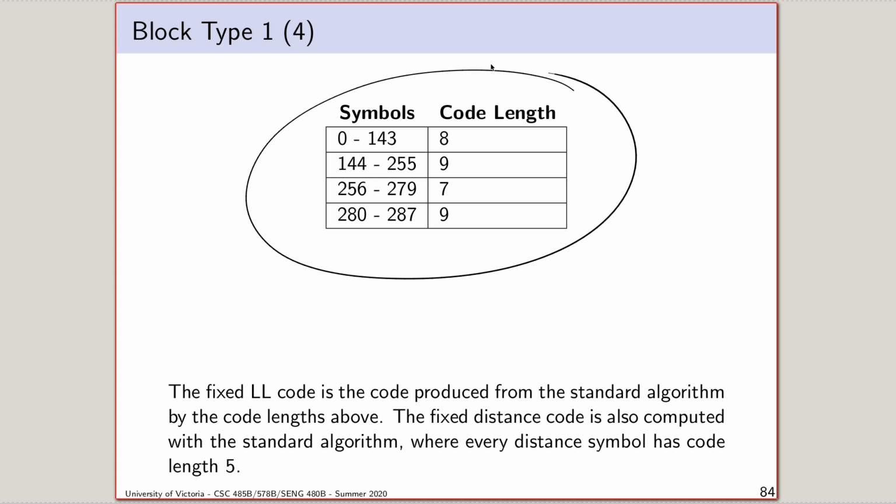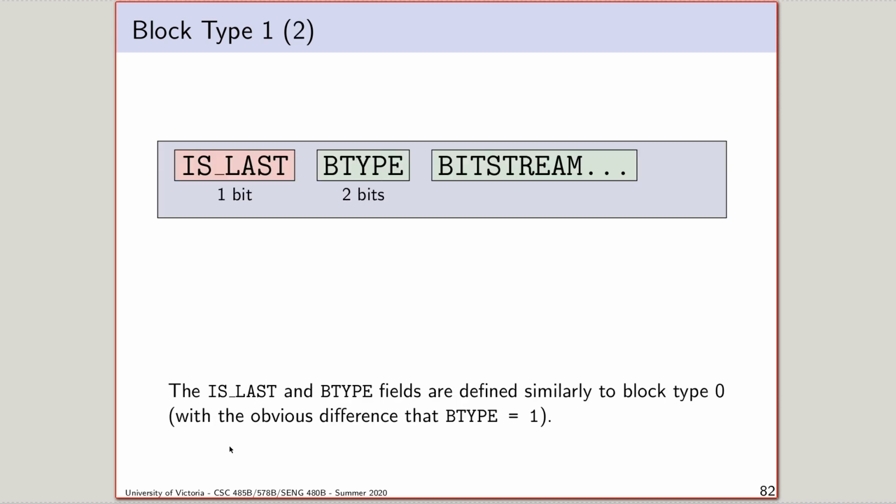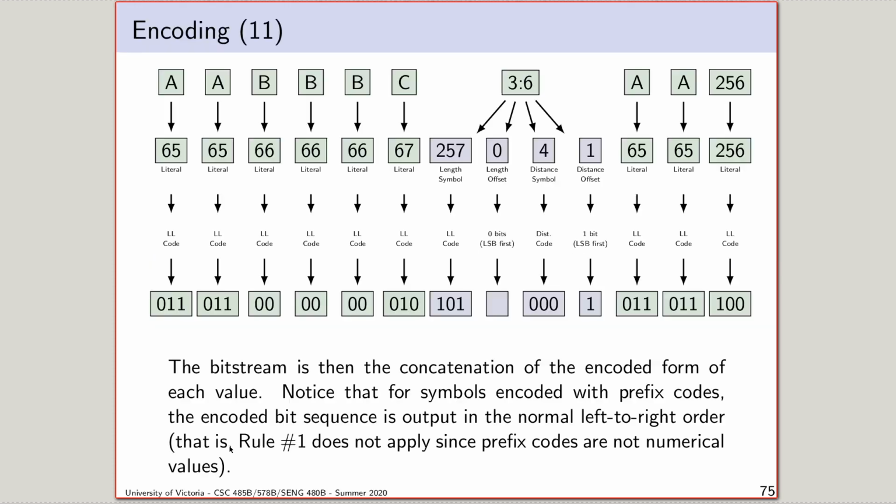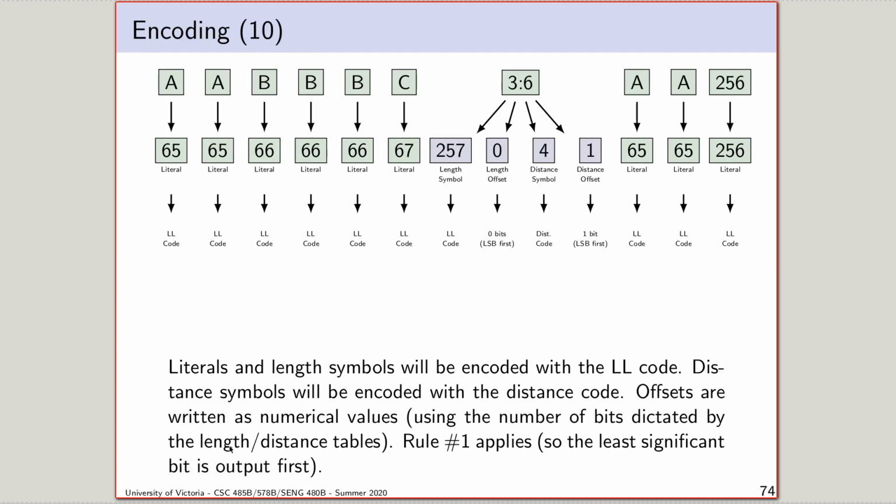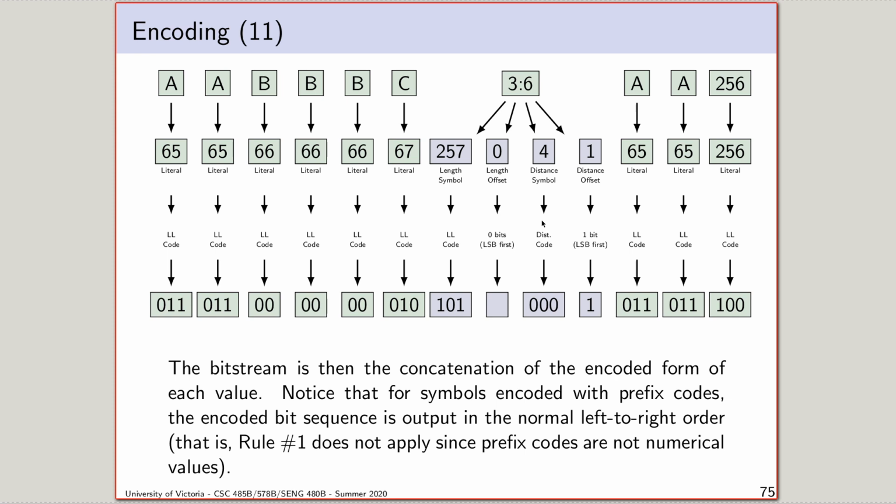The distance code is even simpler. It is the one you compute with the standard algorithm where every length is 5. That's it. There's no more magic to it. If you want to encode in block type 1, you get up to about this point here, and then you use that LL code with those lengths I defined and the distance code with length 5 after running through the standard algorithm. So in block type 1, you can use LZSS. You can get legitimate compression out of LZSS and back references.